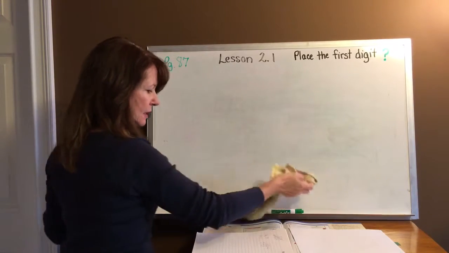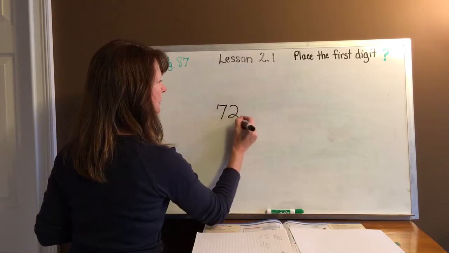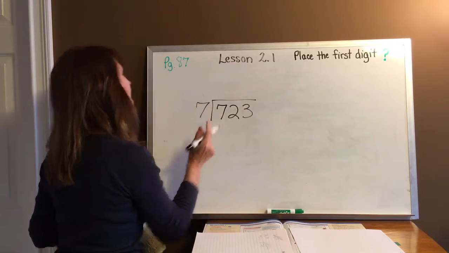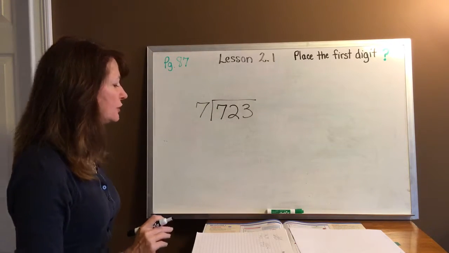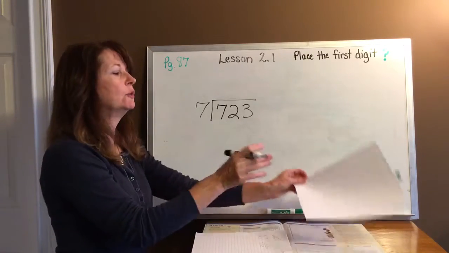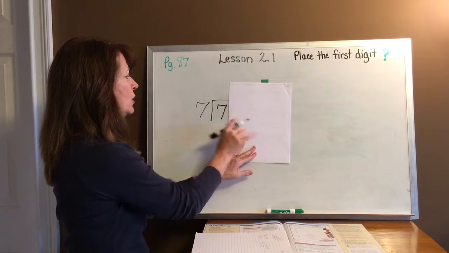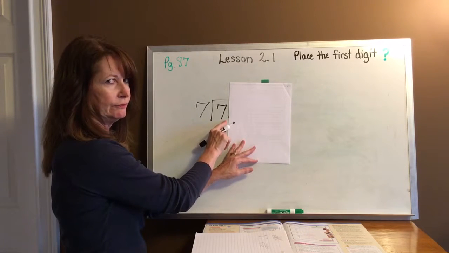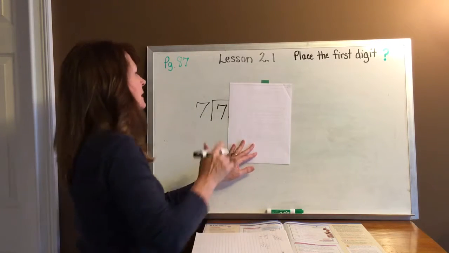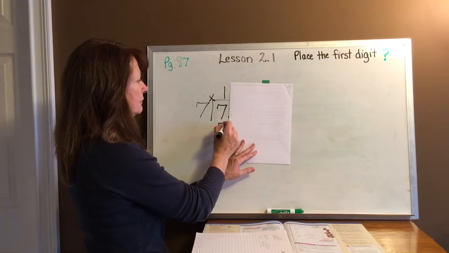Here we go. This problem is going to be 723 divided by 7. That's our problem. 723 divided by 7. Again, we have a one-digit divisor. So with your hand, with a paper, with something, cover up the rest of the problem. One digit, one digit. All right? Will 7 go into 7? We got an easy one. Yes. So 7 times 1 is 7.